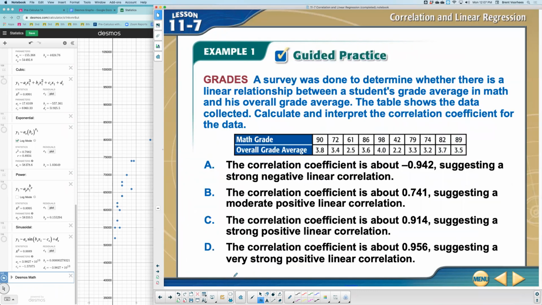Now, after seeing me do one, here's what I would like you to do. I would like you to type in their math grade and their overall grade average. You can do this as X and this as Y, and see if there is a relationship between the two, and if there is, whether it's a positive or negative relationship.